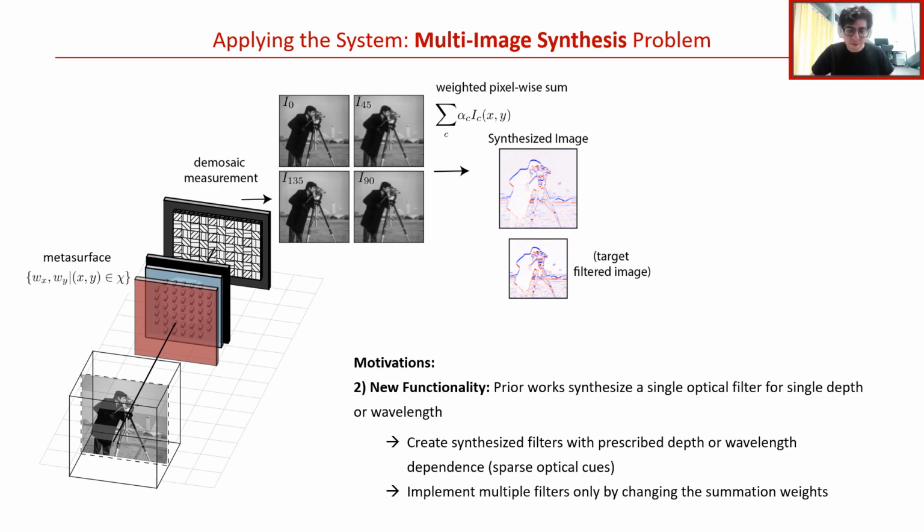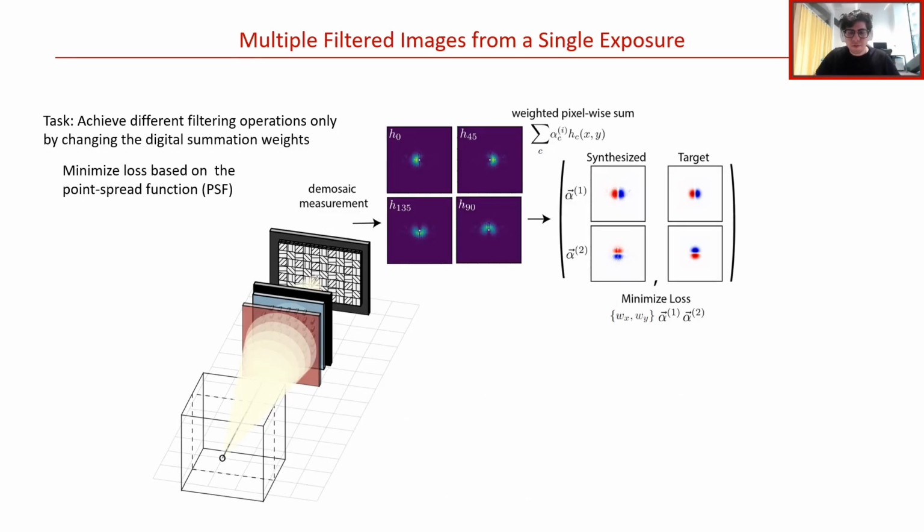In other words, the filter that is applied in the synthesized image will depend on properties of light that are not directly measured by a photosensor, and thus this method can serve as a technique to produce sparse optical cues. We also showed that instead of applying a single filter, we can code multiple filtering operations in the captured images and selectively apply them by only changing the summation weights. We now show some of the results from the optimizations for this task.